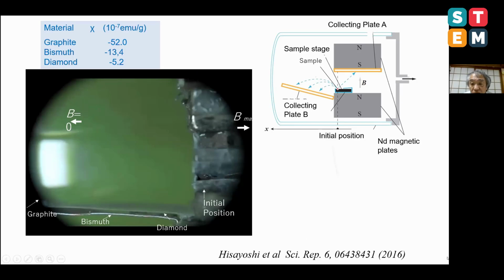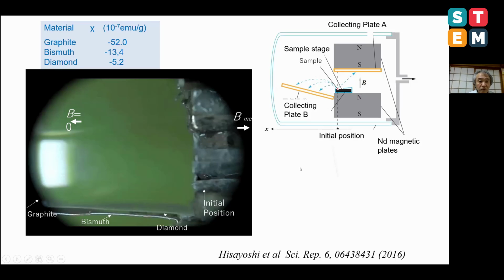Cut view of this system, and the magnetic field was generated by two magnetic plates, and the magnetic field is in the vertical direction, and it monotonically decreases in the x direction. And the sample is set right here. It is at the edge of the gap. This is where the magnetic force becomes the maximum. And diamagnetic materials will be translated outside the magnetic field and will be collected on the plate here.